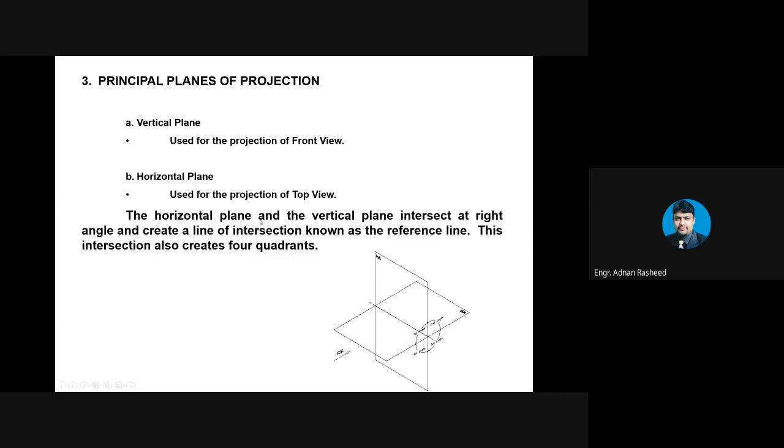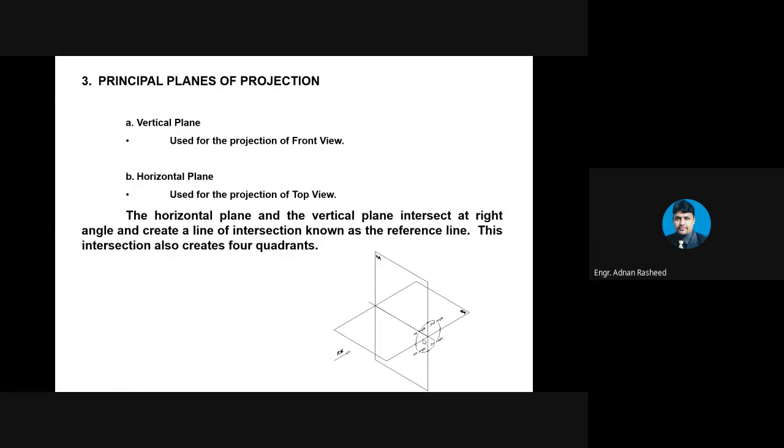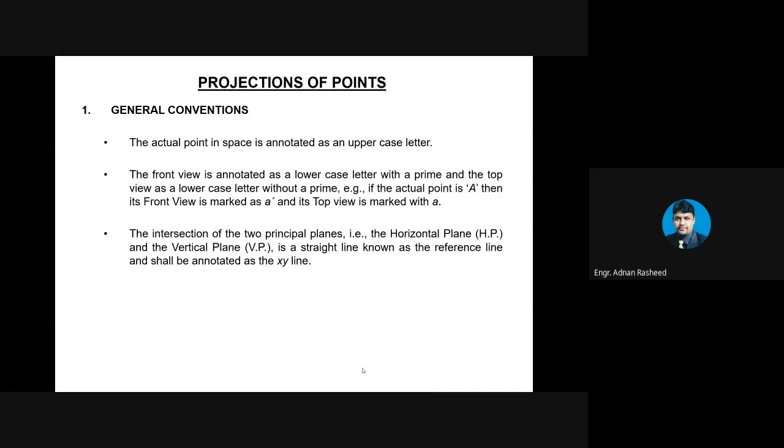Now the horizontal plane and vertical plane intersect each other at a right angle and create a line of intersection that is known as the reference line. So this is the vertical plane and this is the horizontal plane, and they are intersecting each other at 90 degrees and forming this line. Now this line is known as the XY line. This intersection also creates four quadrants, which I have already told you. This will be the first quadrant, this will be the second, this will be the third, and this one will be the fourth quadrant.